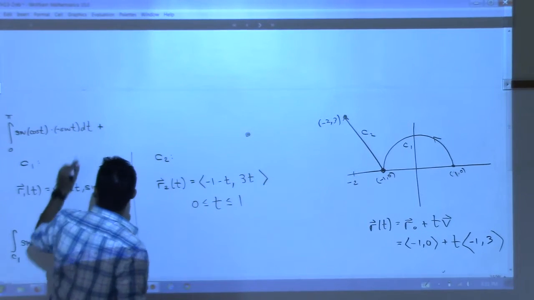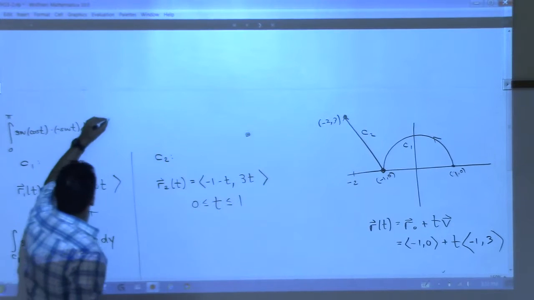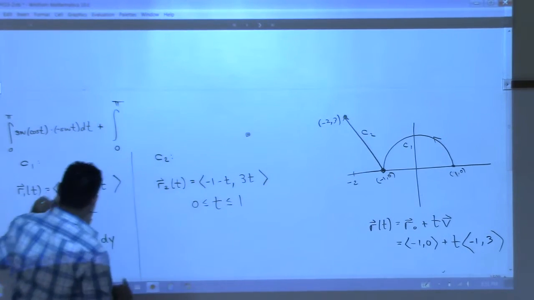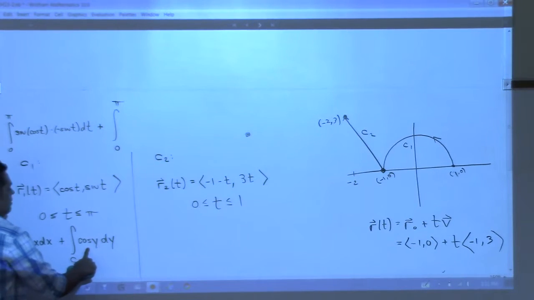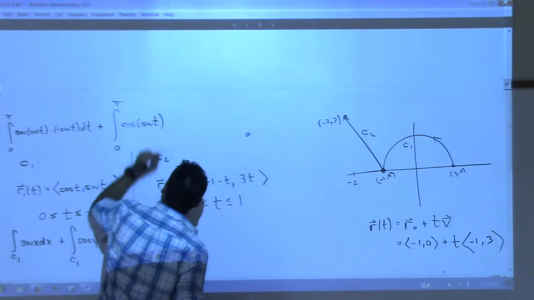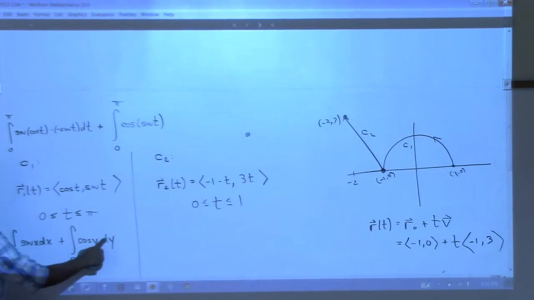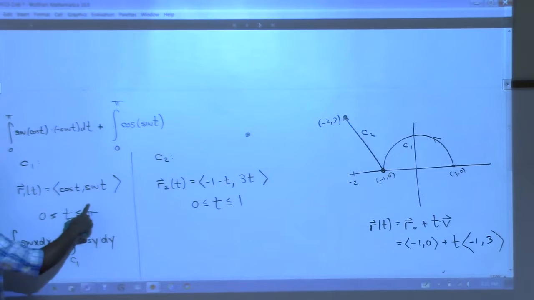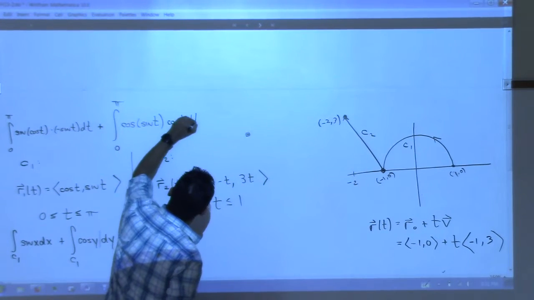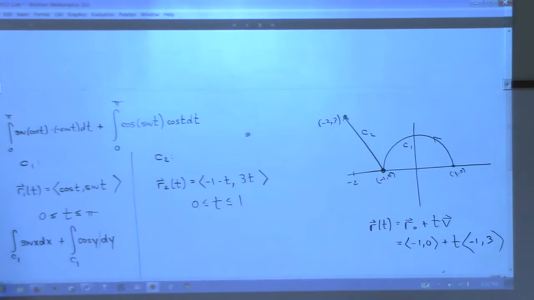So you want to keep going? Okay, plus, we're still working in C1. Integral, 0 to pi, then cosine of sine of t. Okay, that's this part, and then dy times cosine of t dt. And that one we could also do with u substitution, right? Yes. Okay, so that would take care of the line integral along C1.